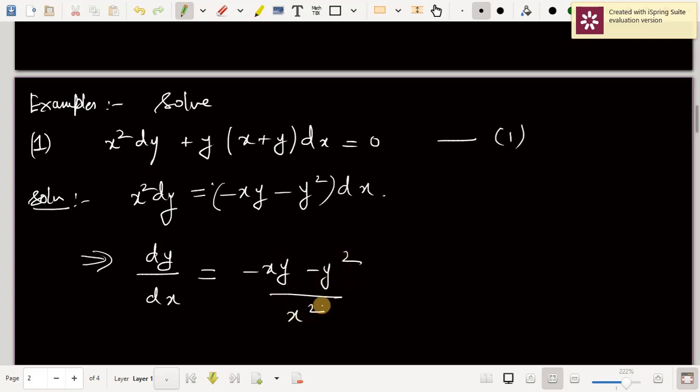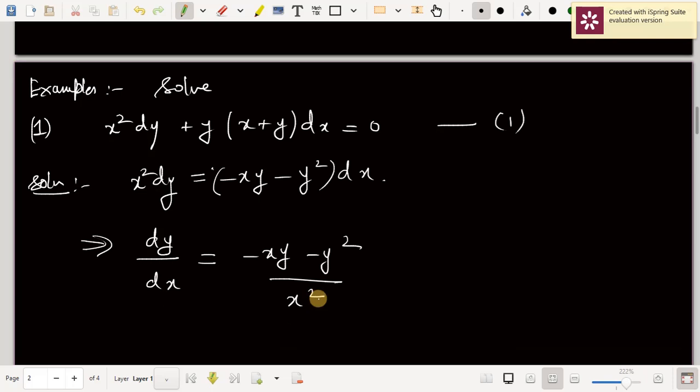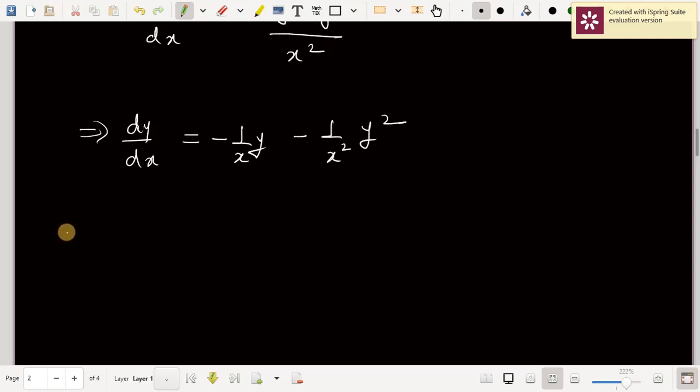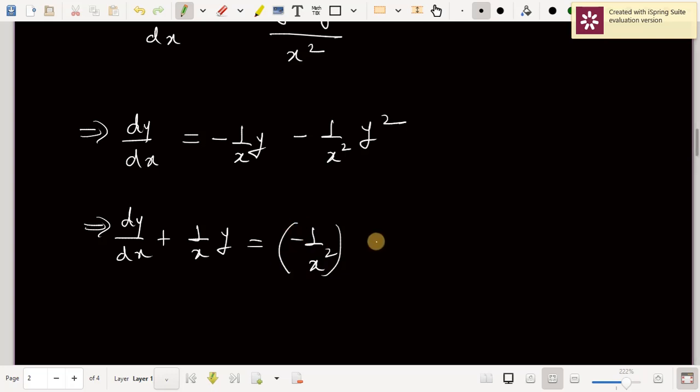And you can see that when you rewrite this, this is of the form dy by dx is equal to, from here, minus x by x square, that same as minus 1 by x into y, and from here minus y square, minus 1 by x square into y square. This can be again written as dy by dx plus 1 by x into y is equal to minus 1 by x square into y square.